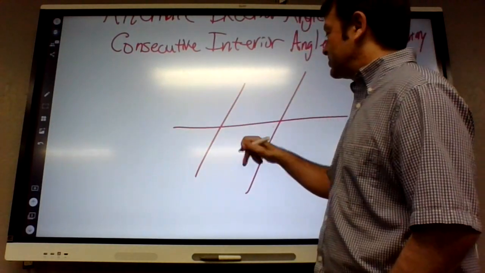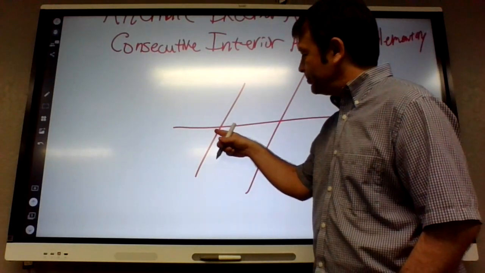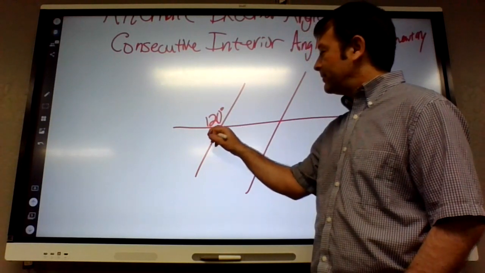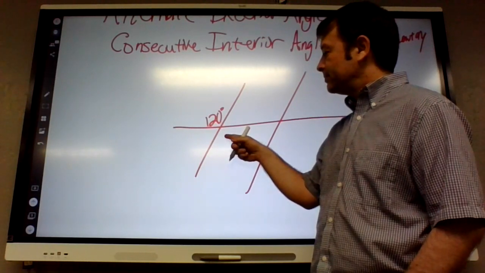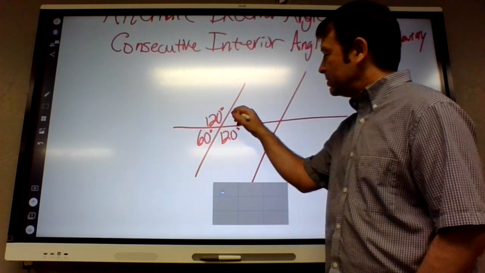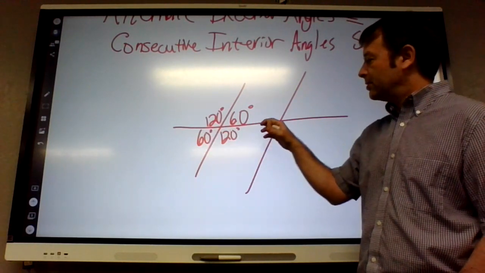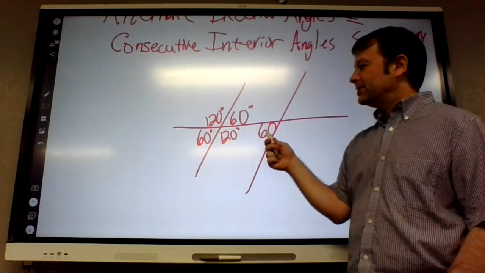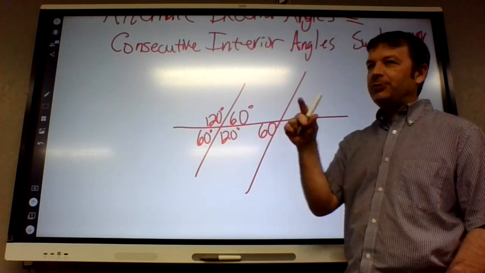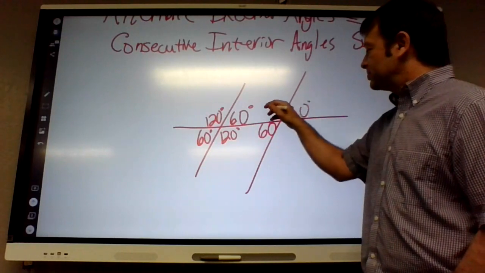Let's say this angle looks about 60 degrees, so this would be like 120. What would this angle have to be? 120. What would this angle have to be? 60. How about this one? 60, because these two are corresponding. The matching ones are called corresponding. So 60 and 60, so this is 60, so this is 120.